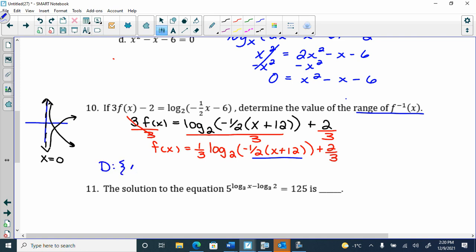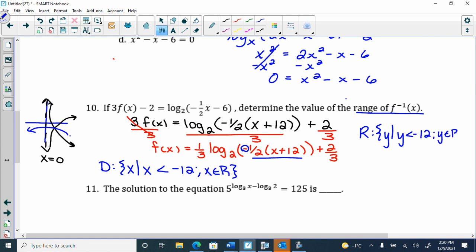My domain is going to be x such that x is, it's a reflection in the y. So instead of it being greater, it's now going to be less than. Can't be equal to because it's an asymptote, correct? What's my asymptote now? It was normally at 0. It's been moved 12 to the left. So it's going to be less than negative 12, which is lovely. But I want the range of the inverse. So I just take that and make y's. Yeah? We agree? Yes.